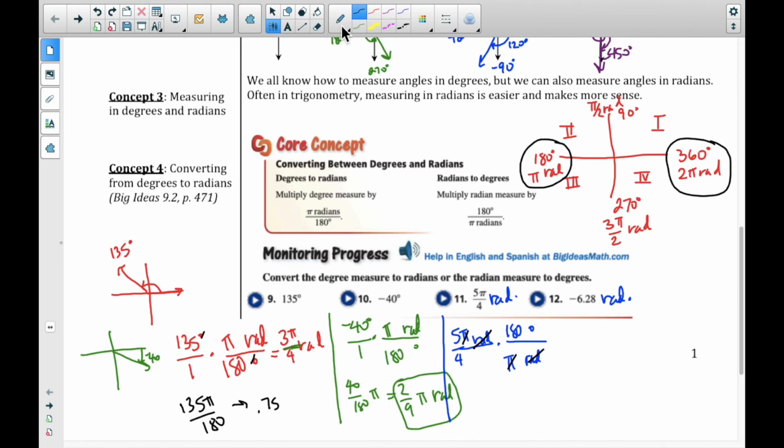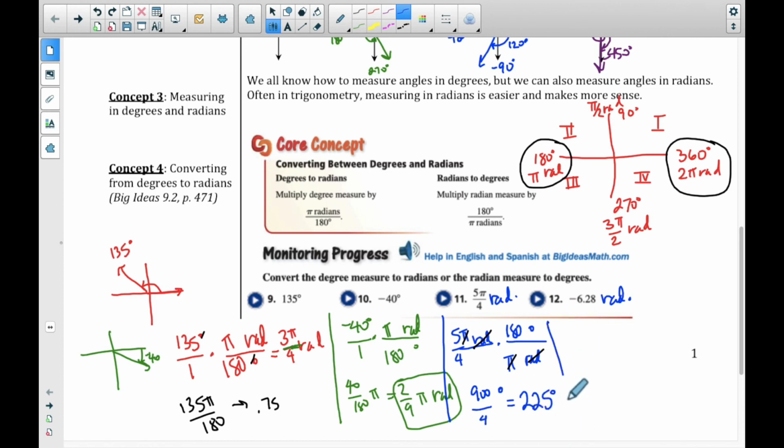And so now I have 5 times 180 over 4. And you can reduce those fractions any way you want to. I happen to know that 5 times 180 is 900 over 4. And everything is canceled out except for my degrees. But of course, I do want to reduce that. So I have to take 900 divided by 4. And that looks like 225 degrees.